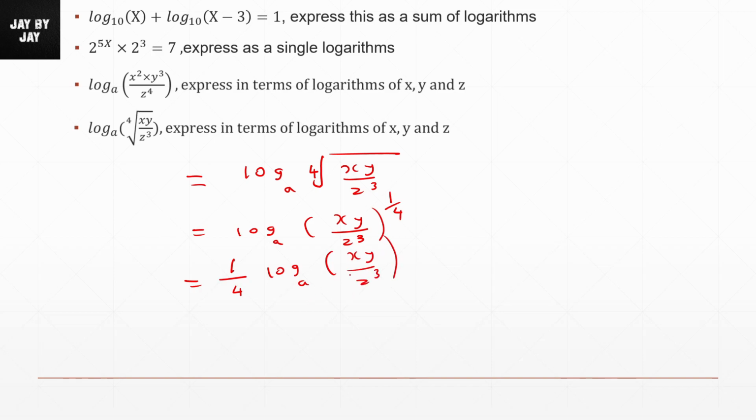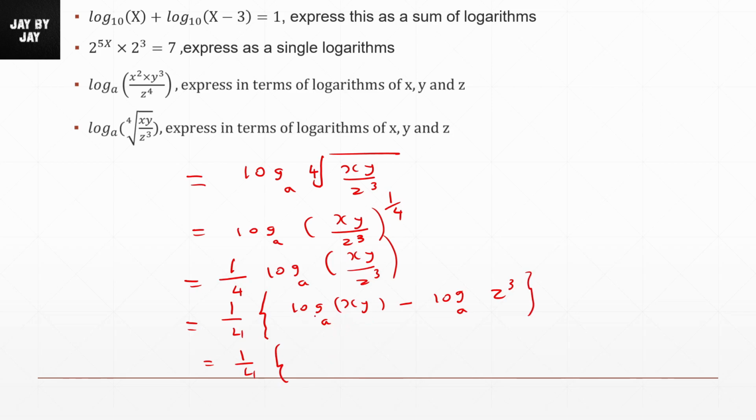So now you have the division of logarithms. What will happen when the division takes place? You can write the division as the subtraction of the corresponding upper and lower terms, right? So what will happen? Log a of xy minus log a of, same base, z cubed. Here you will get 1 over 4.